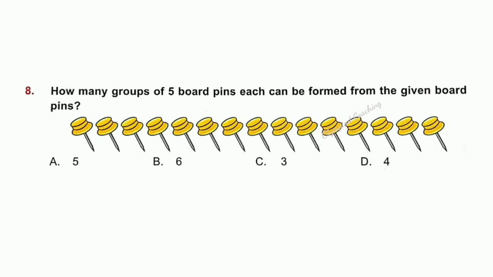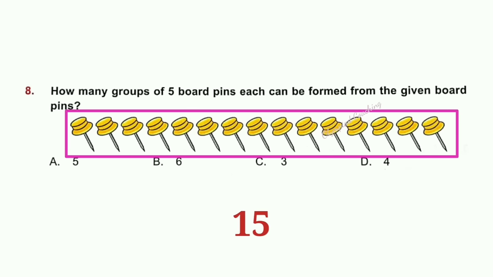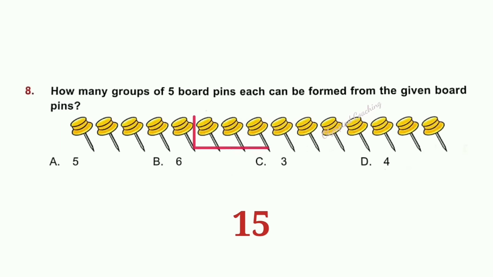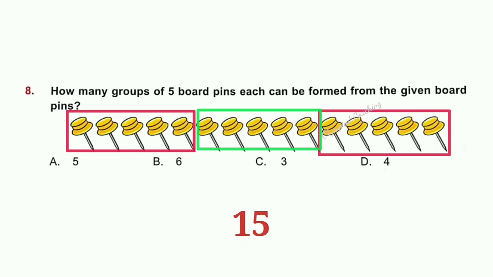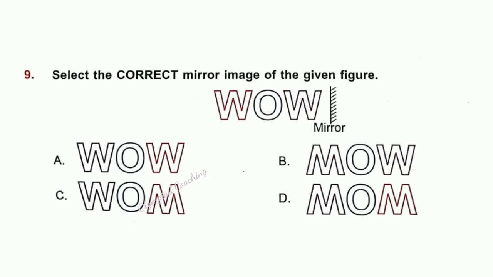Question number 8. How many groups of 5 board pins each can be formed from the given board pins? There are a total of 15 board pins. We need 5 board pins in a group. So these are 5 board pins. These are another 5 board pins. And these are the remaining 5 board pins. There are a total of 3 groups. Also, we can solve it mathematically. The total number of board pins is 15. We have to keep 5 board pins in each group. So dividing 15 by 5, we get the answer 3. 3 is the quotient. It means the number of groups is 3. Option C is correct.